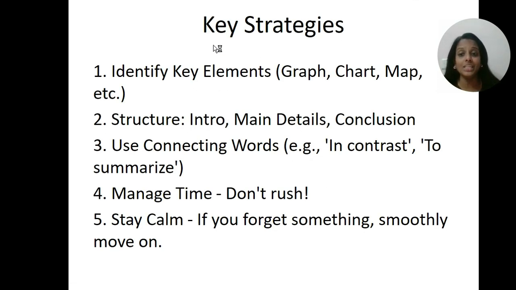And here are some key strategies. The first one, when you are describing an image, is about identifying the key elements, whether it could be a graph, chart, or map. Try to identify the key elements and the structure. So always start with the introduction, then the main details, and finally, you should end with the conclusion. And use connectors, for example, in contrast, to summarize, though, although, even though. Try to use the linkers.